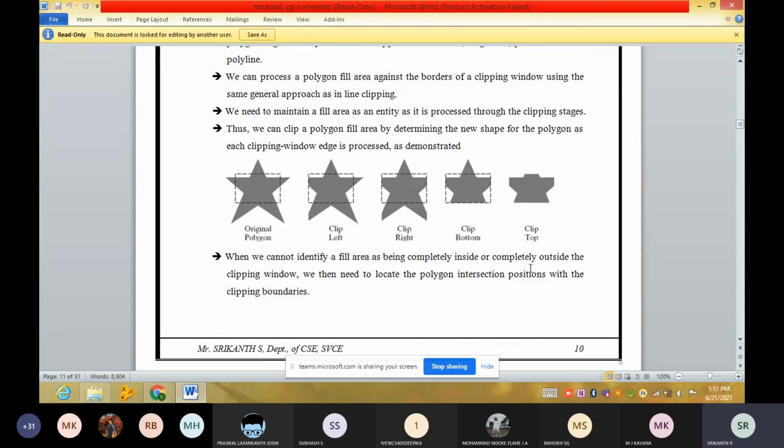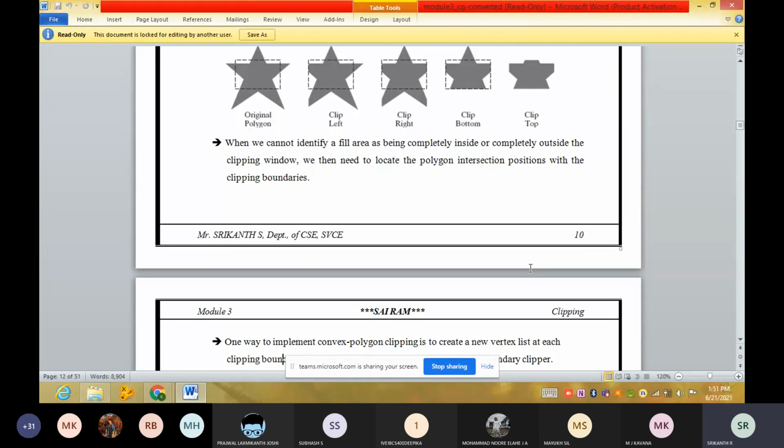So now, one more person by the name Sutherland Hodgman. Line clipping is given by Cohen Sutherland. Polygon clipping is given by Sutherland Hodgman. Cohen Sutherland, line clipping; Sutherland Hodgman, polygon clipping. Both questions are guaranteed for your internals as well as the examination, guys.